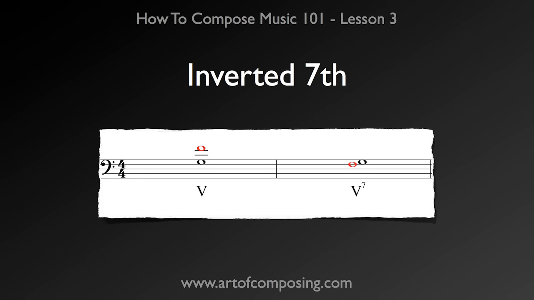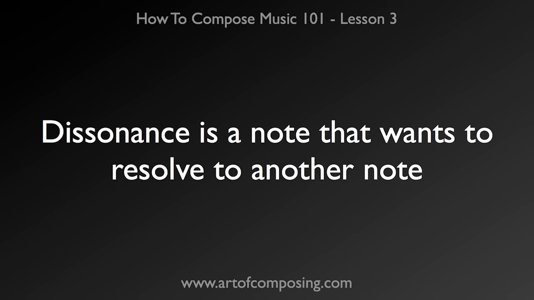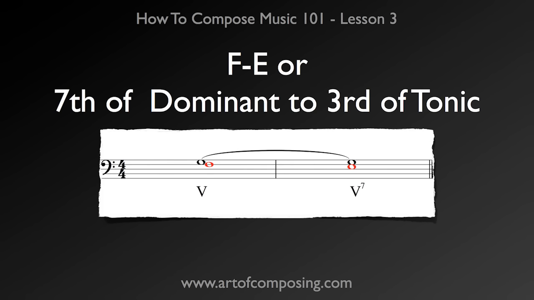The 7th, if you were to invert it, would only be a whole step away from the root of the chord. This gives it a certain dissonance. Our definition of dissonance at this point is a note that wants to resolve or move to another note. Specifically, the F has a tendency to move to E.